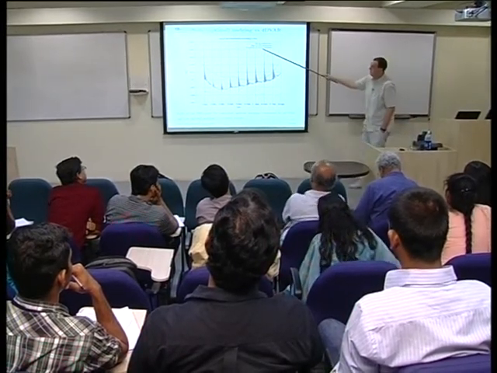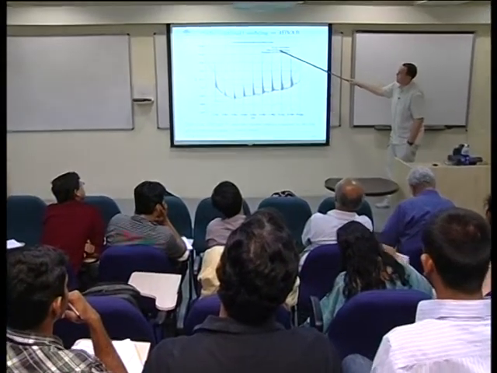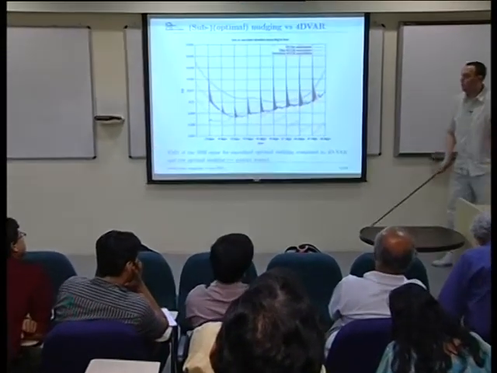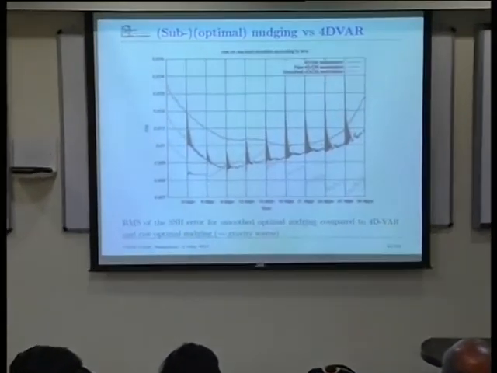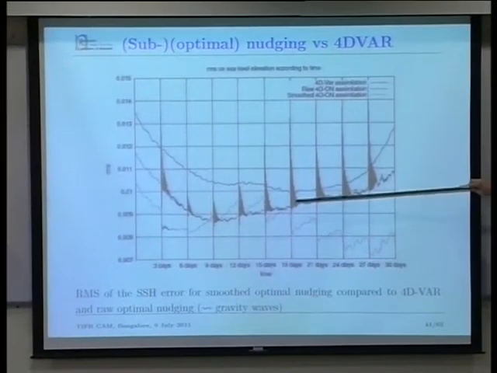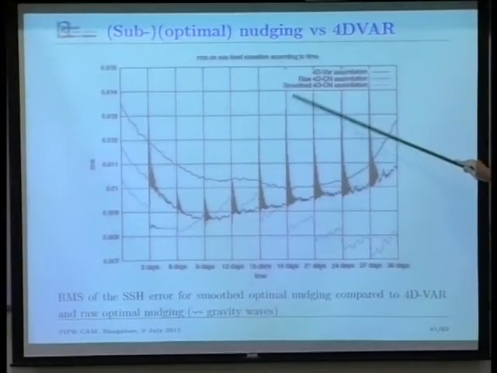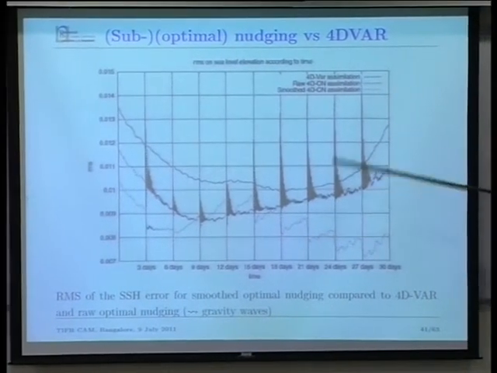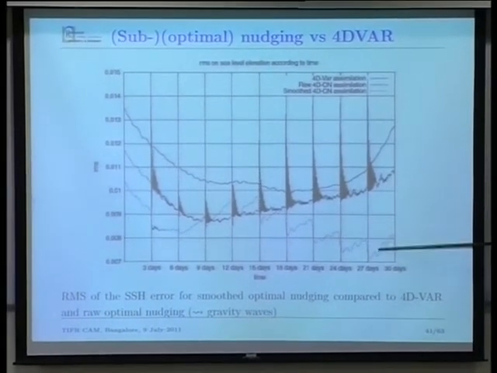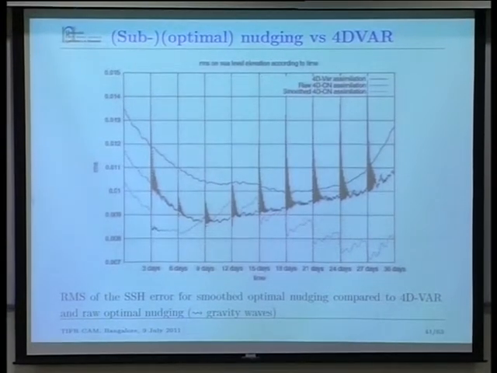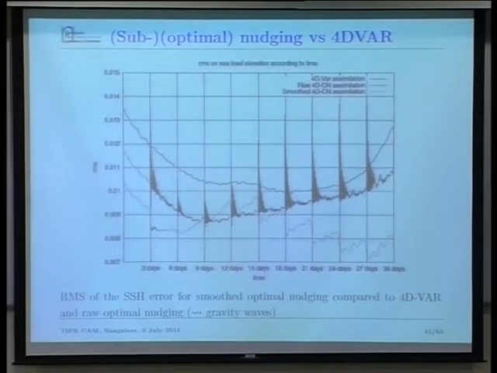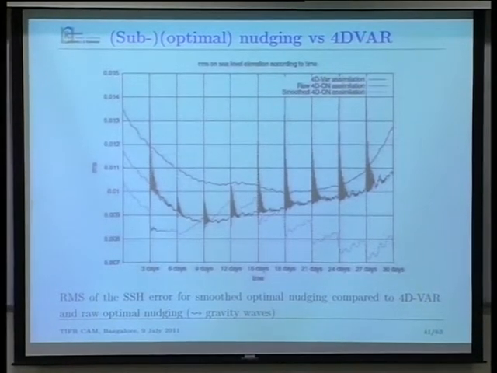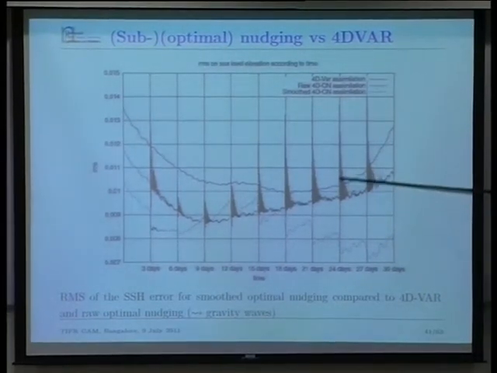So the idea is that if you optimize nudging, you get something probably similar to 4D VAR. And then if you smooth the corrections, you have something better and smoother, and you have no gravity waves. Even if you have some small oscillations, because you add a correction which is not coherent with the physical model, it's not as bad as for the raw optimal nudging scheme.